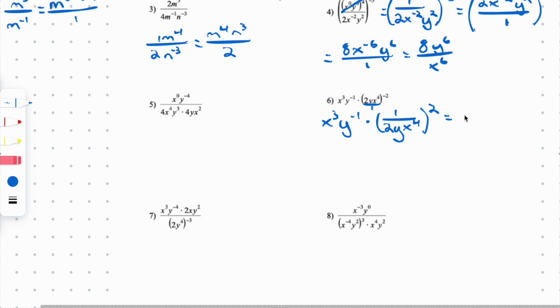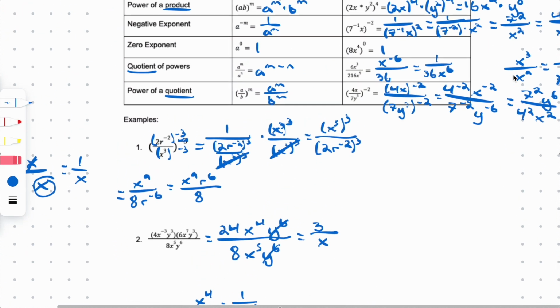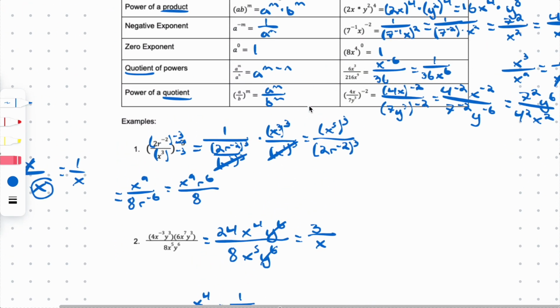So this is going to be equal to x to the 3rd, y to the -1st times, and then this is essentially equal to, I know this is messy, but this is essentially equal to 1 squared over 2y x to the 4th squared by this rule, power of a quotient.